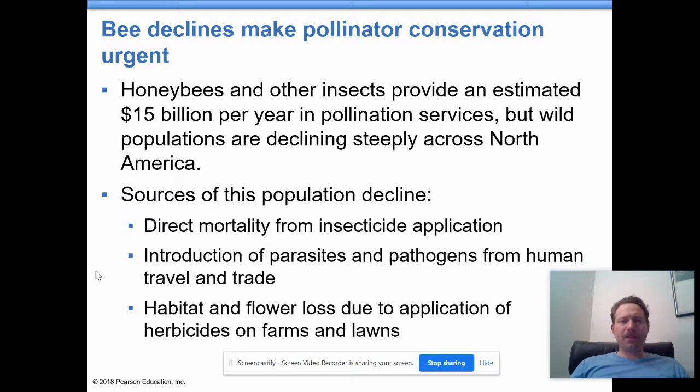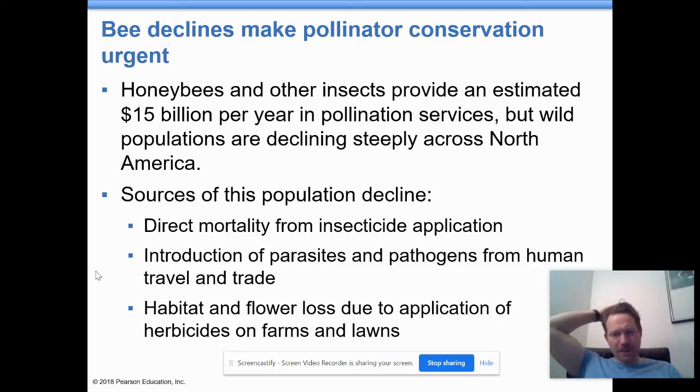Some possible sources of this decline are insecticide application increasing with direct mortality, so spraying the insecticide immediately kills the bees, or introducing parasites and pathogens as a result of globalization. And we're spreading diseases and parasites all the time. And finally, habitat and flower loss due to herbicides on farms, lawns, and just general habitat destruction.